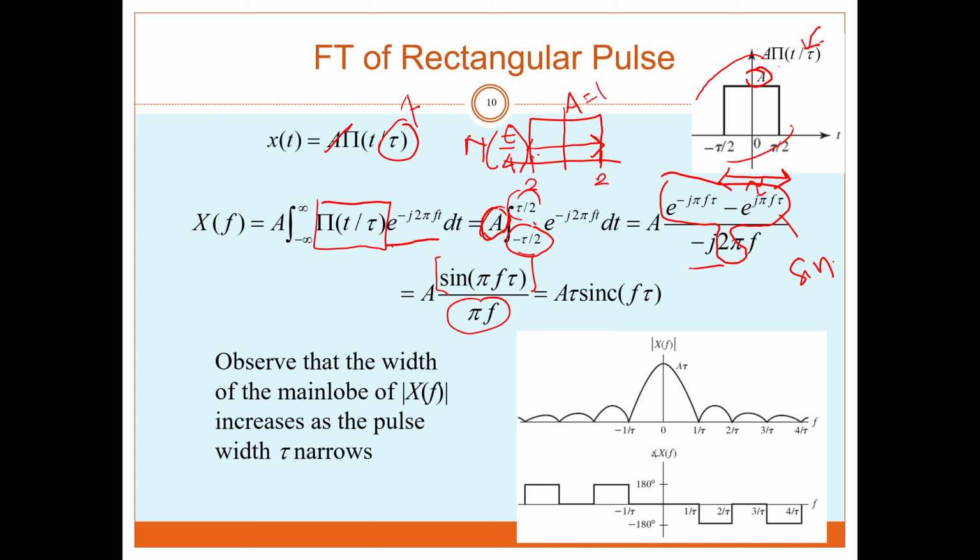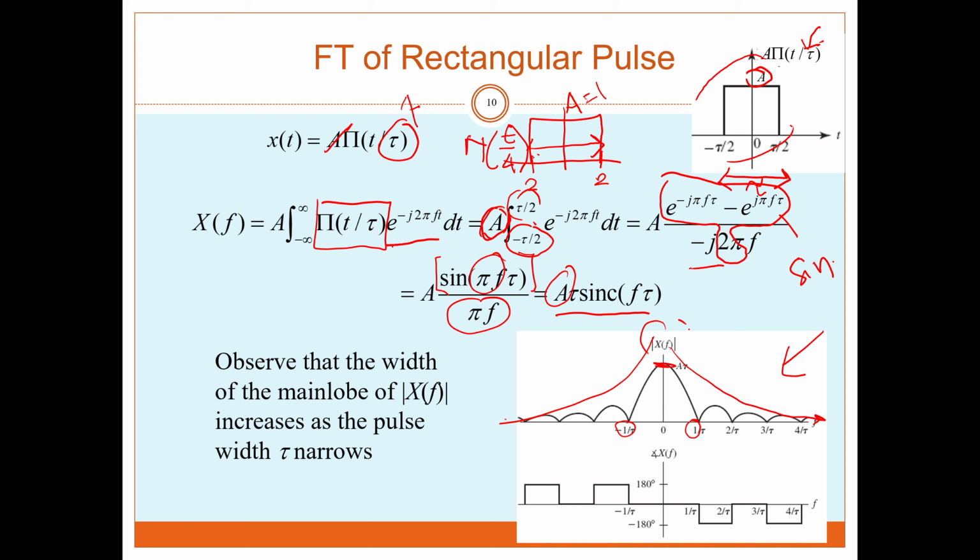Okay, and sine pi f tau divided by pi f is equivalent to the sinc function of f tau with the amplitude A tau. Okay, so this is the function in the frequency domain. Whatever the value here, the size must be divided by tau. Okay, and then this is the amplitude, and for the sinc function it will be decreasing until infinity.